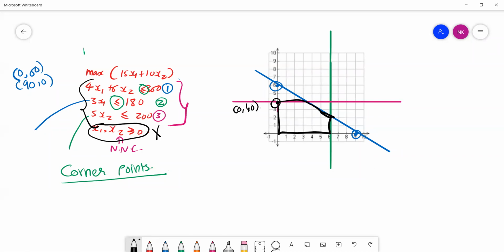How have I obtained it? It's directly lying on the axis. Now this is my origin 0, 0. This is my point which is lying on the axis, that is 60, 0. This is the point which I need to find out.